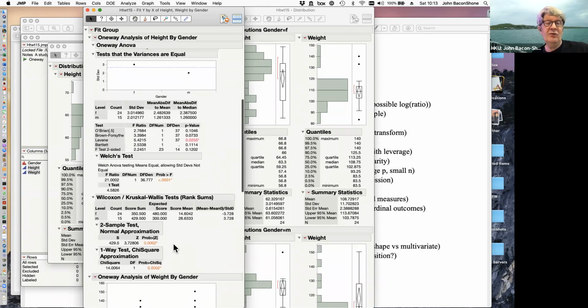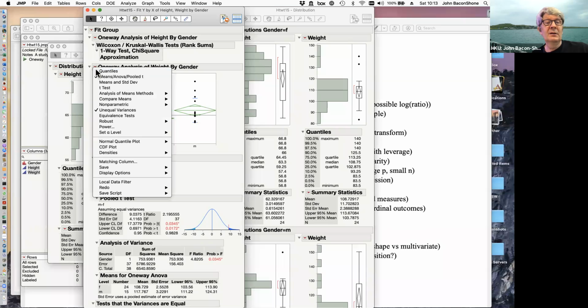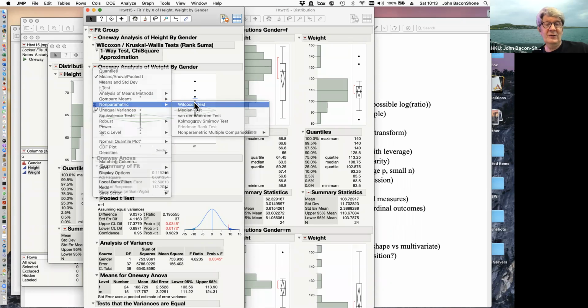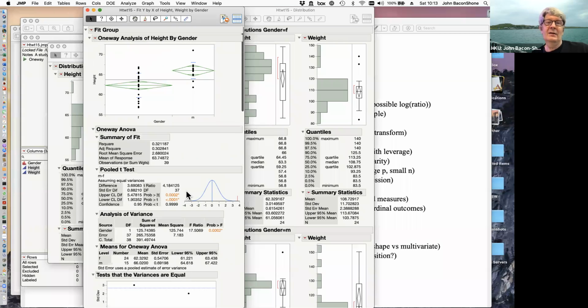tells us, again, we're quite sure that the heights are different by gender. It's significant at 0.02%, right? So we're quite sure that indeed they are different. And for the weight, again, if we ask for the Wilcoxon test, you'll see the result is almost exactly the same as the Welch's test, assuming the variances are not equal. It's still about 4%, right? So we've only got weak evidence that the weights are different, but fairly strong evidence that the heights are different.